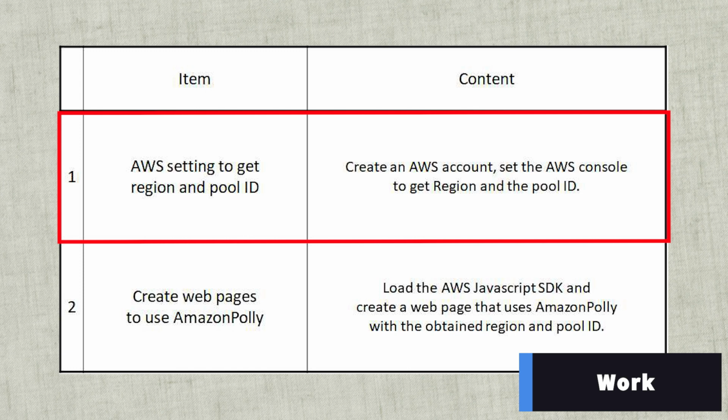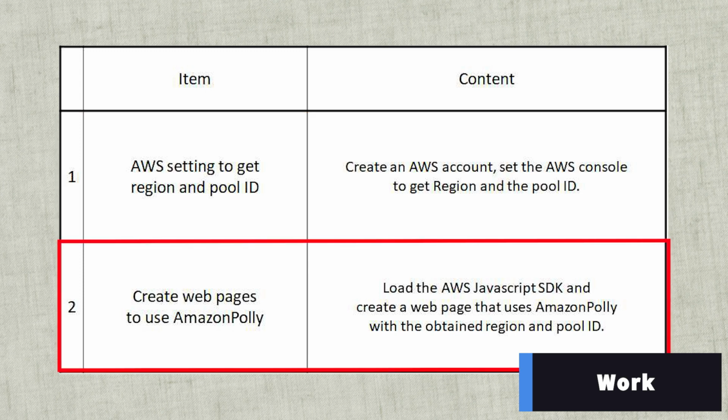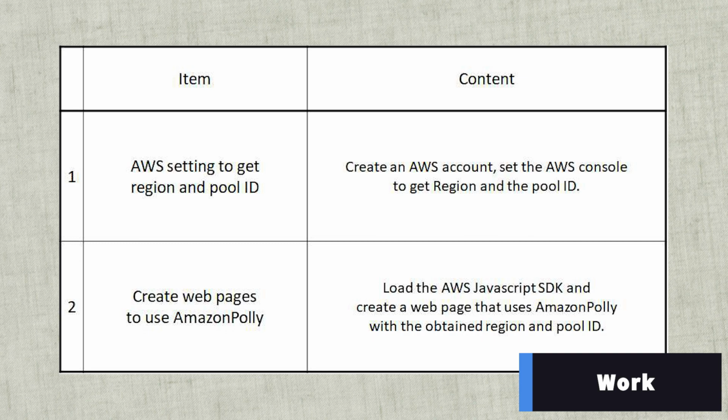First, create an AWS account. Configure settings in the AWS console, and get the region and pool ID. The second is to load the AWS JavaScript SDK and create a web page that uses Amazon Polly with the obtained region and pool ID. Web page creation can be copied and pasted from the Amazon official site and Hobby IT site, so you can use it just by setting the region and pool ID. Now let's look at some more specific tasks.